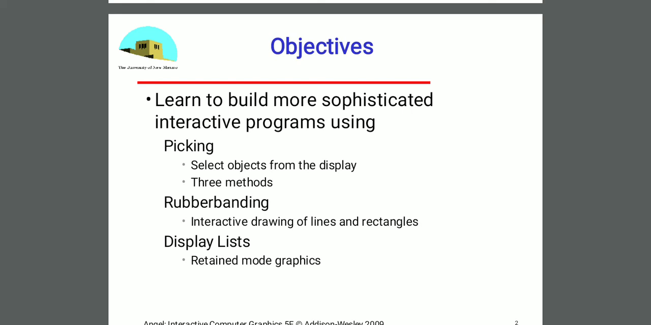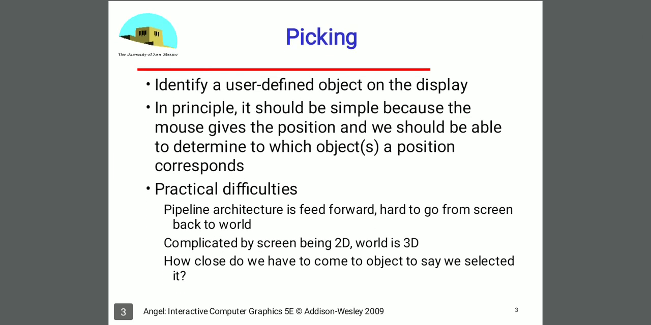Rubber banding means continuous operation you want to give. For example, you are giving touch 1, touch 2, touch 3. All 3 touches should be taken as input, or more than 3 touches, continuous touches you want to give. That is rubber banding. We'll see. Display list you know, a small list will be created to develop a big model. So first one is picking.